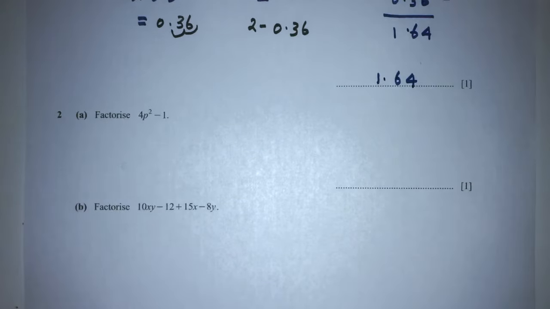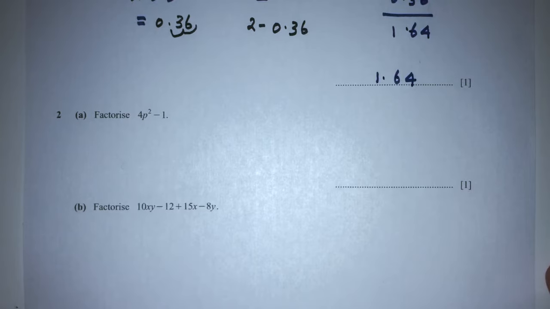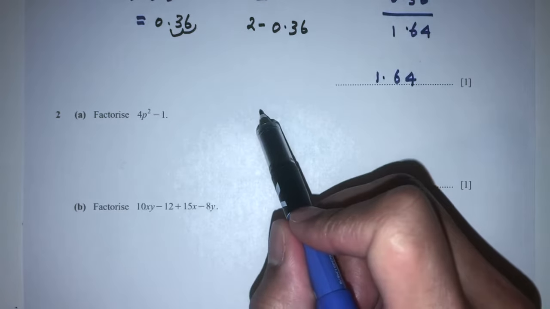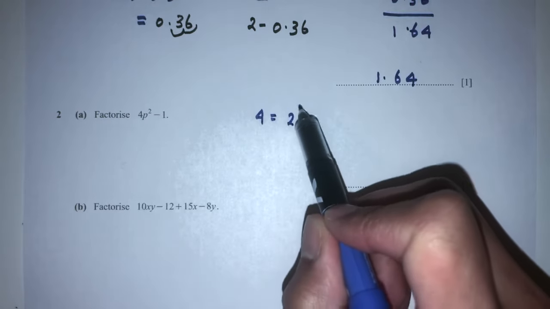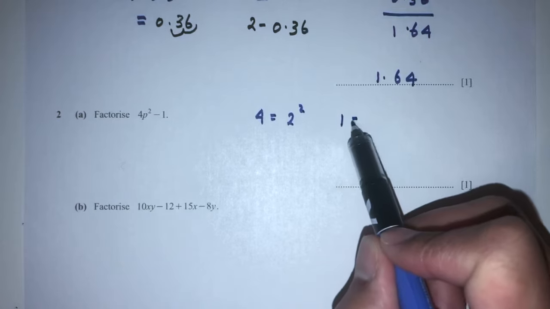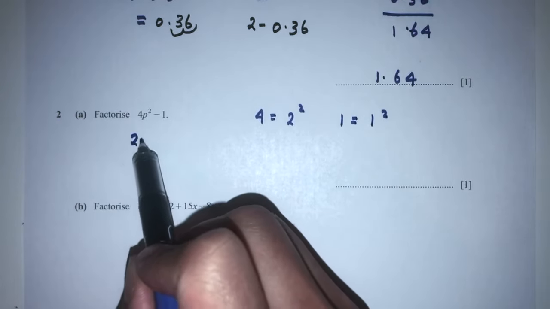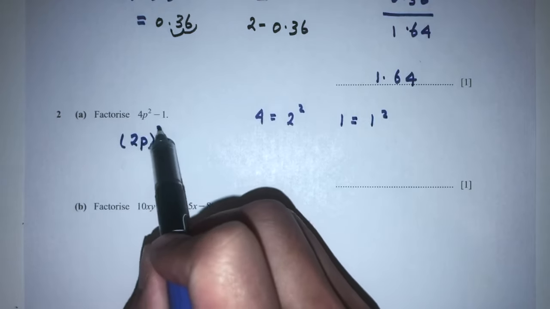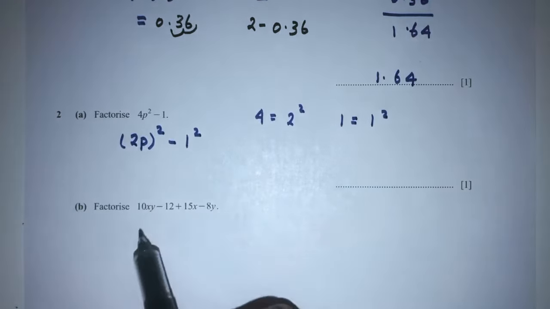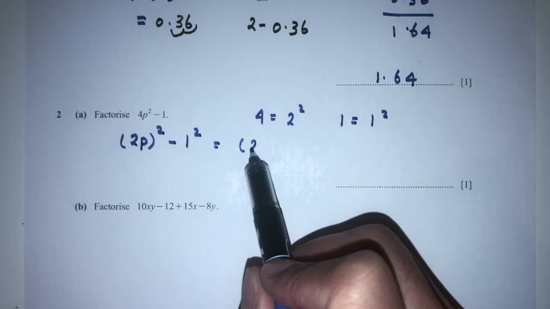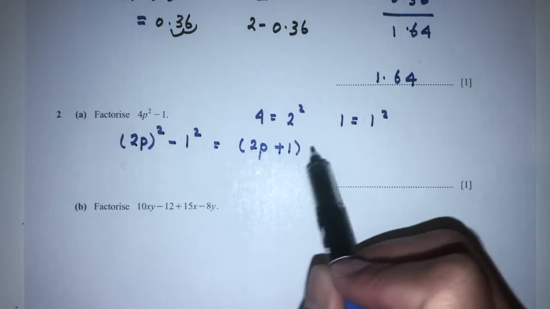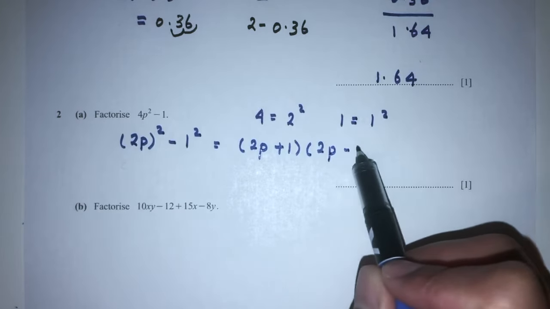So we have 4p squared minus 1. Now it is only for 1 mark, so I think it should be pretty easy, but let's see what we observe. We observe 4 can be written as 2 squared and 1 can be 1 squared. So replace, you will have 2p squared minus 1 squared. Now we can factorize, that will be 2p plus 1, 2p minus 1.